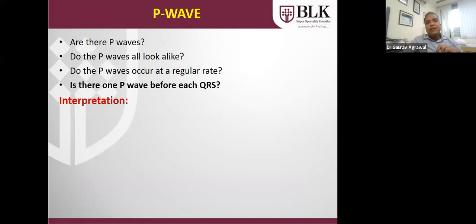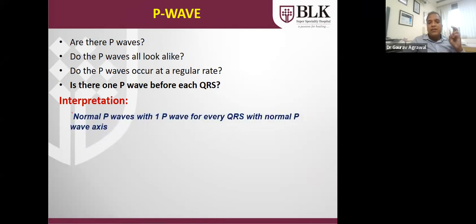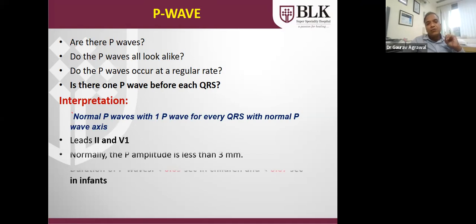Now coming to the P wave: does the P wave look like an actual P wave or something else? Do the P waves all look alike, or are some different types of P waves there? Do the P waves occur at a regular or irregular rate? Is there one P wave before every QRS? Interpretation is a normal P wave, as we know every P wave should precede the QRS with a normal P wave axis. For interpreting the P wave, the best lead is lead 2, and sometimes we have to use lead V1 also.